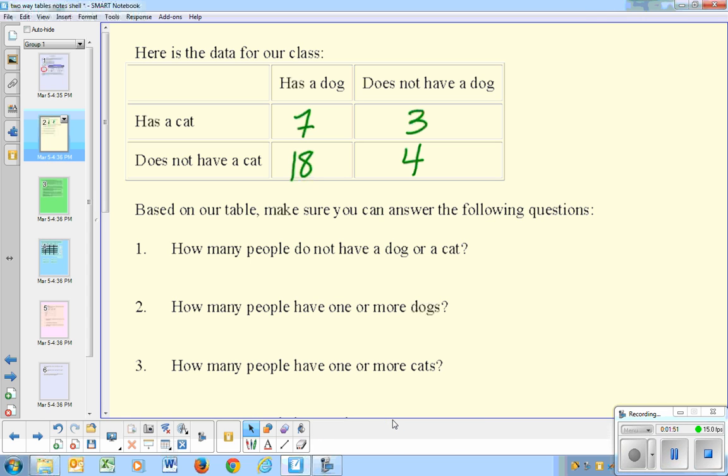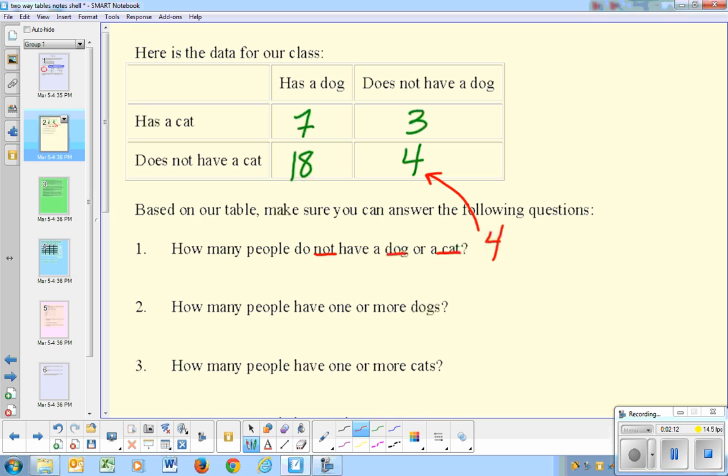Okay, now based on this table, we should be able to answer these questions. How many people do not have a dog or a cat? Do not have a dog or a cat. So which cell is that? You're right, it has 4 people. 4 people do not have a dog or a cat, and that's read right off the table right here.